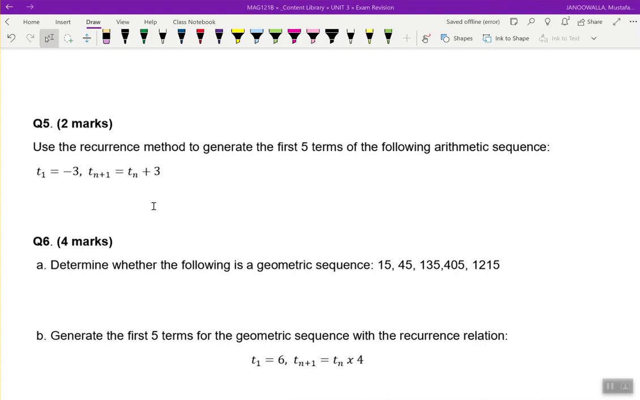Question 5 and 6. Let's get through these quite quickly because they're pretty easy. Again, we're given a recurrence relation. We know what the first term is, and it's going to give us 5 terms, and it's an arithmetic sequence. Common difference, right? The other one, we'll get to it. It's common ratio.